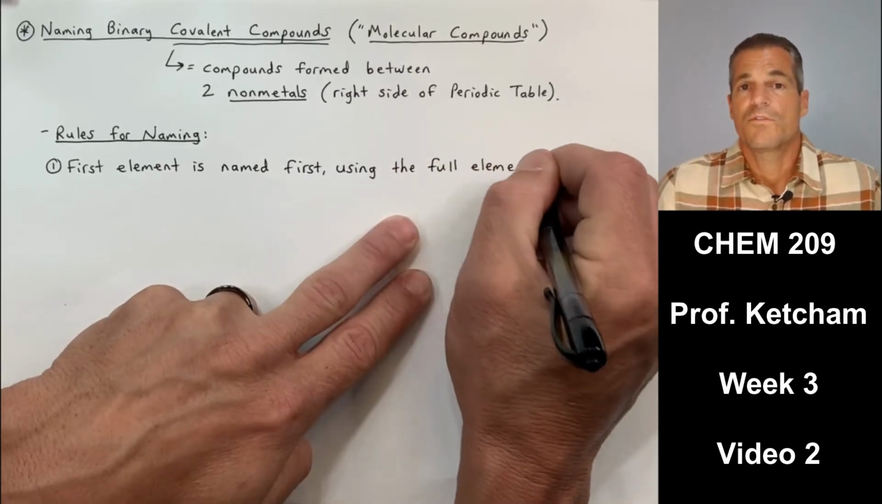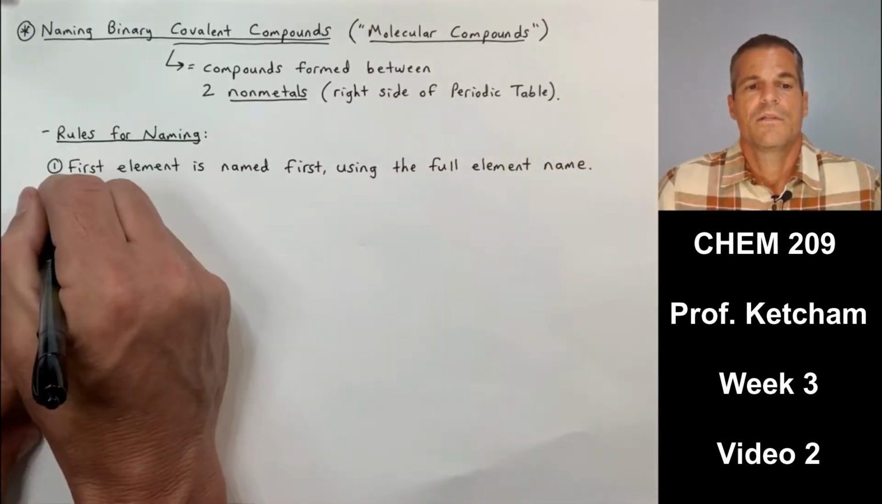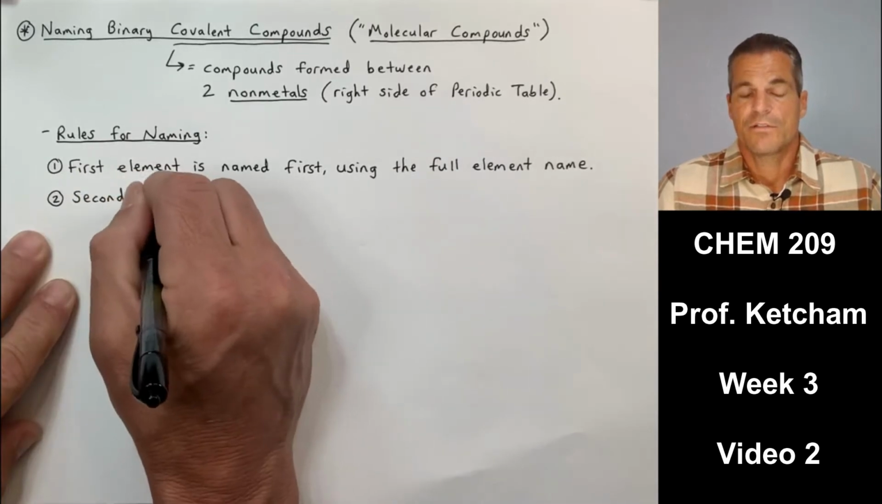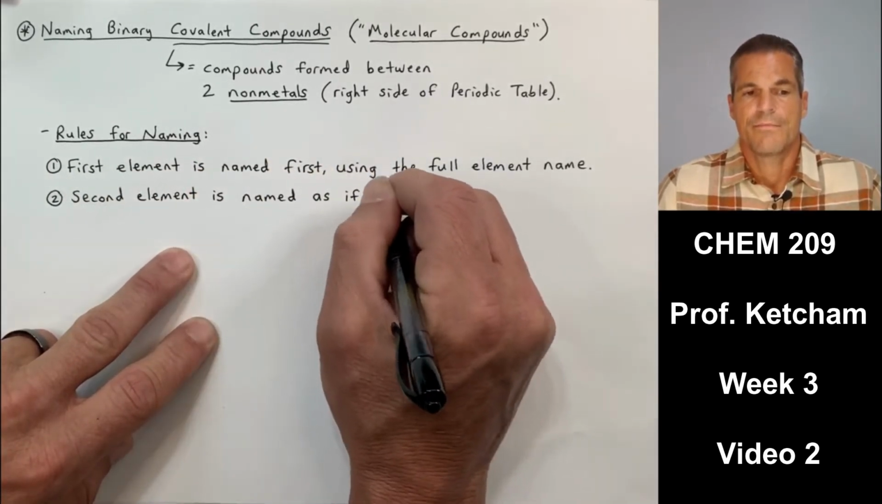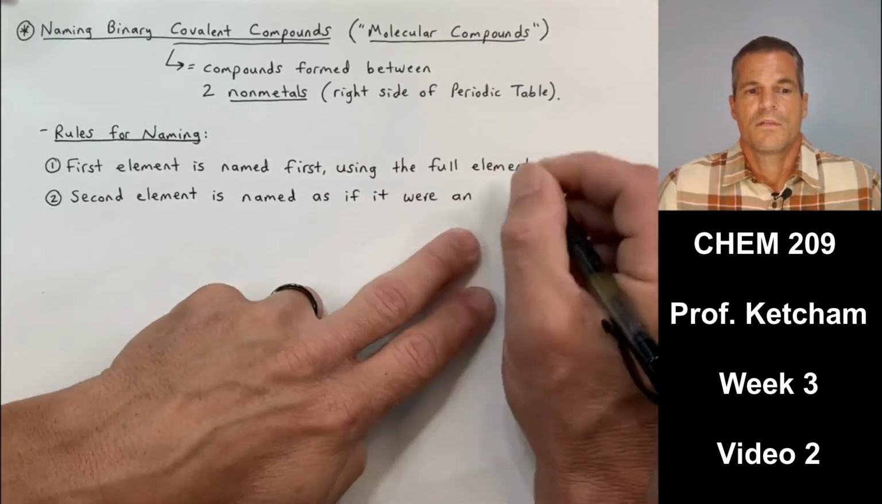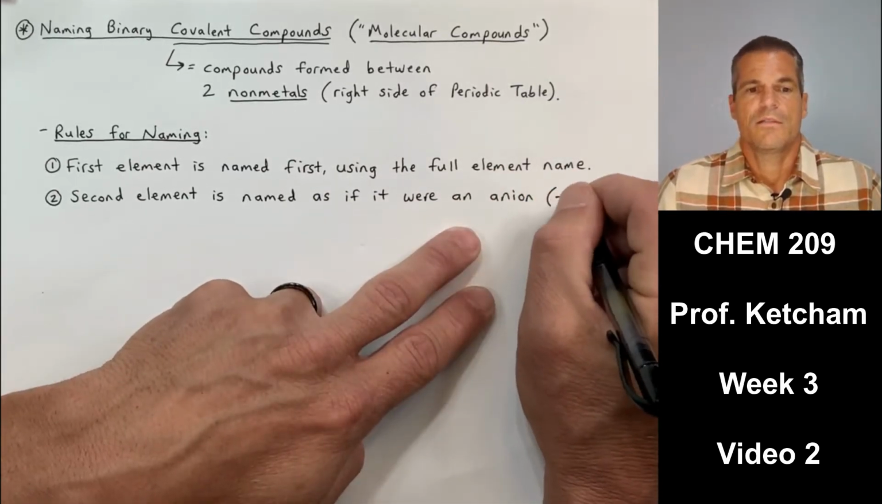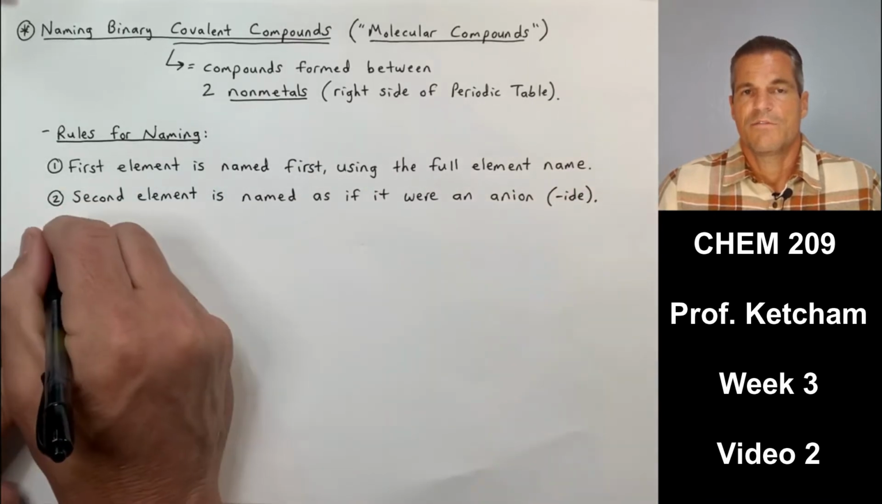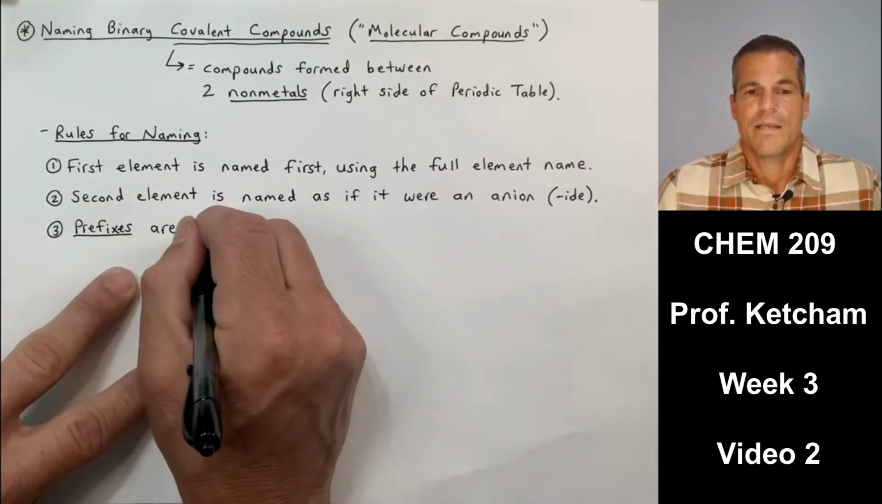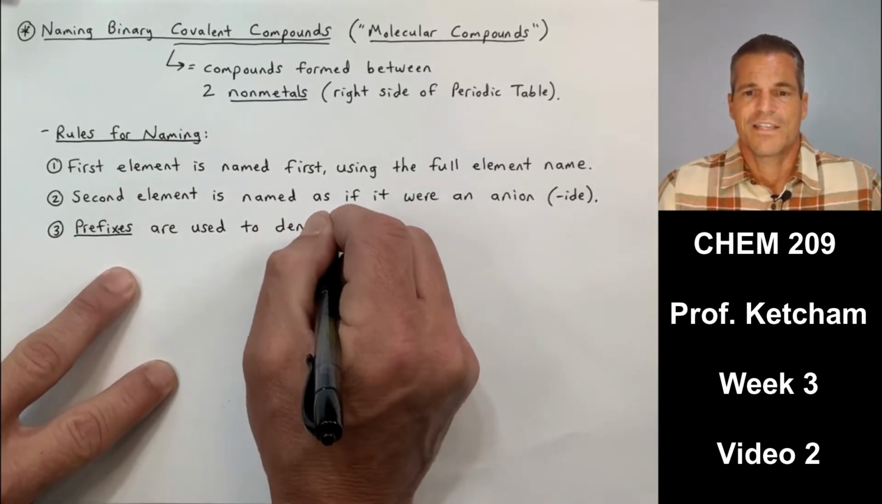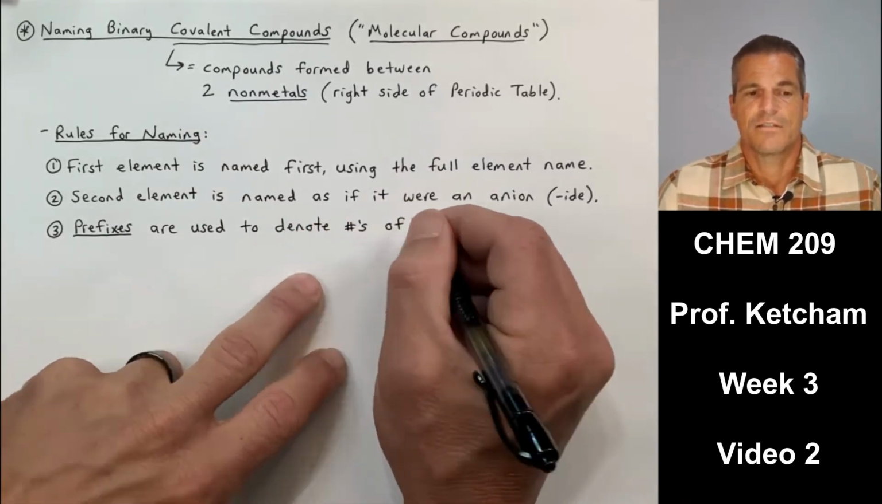So here are the rules for naming covalent compounds. The first element is named first, using the full element name. Rule number 2. The second element is named as if it were an anion. Of course it's not, but it's named as if it were an anion. In other words, it gets the IDE suffix.